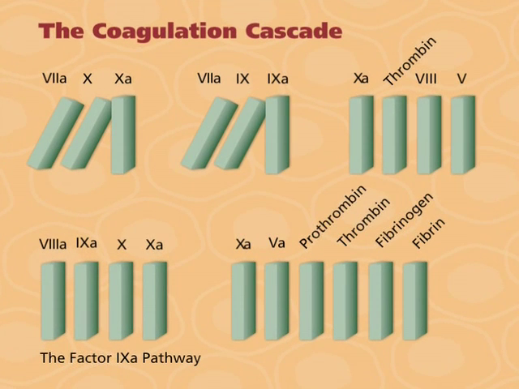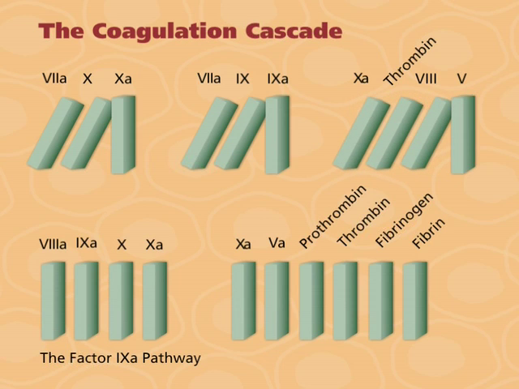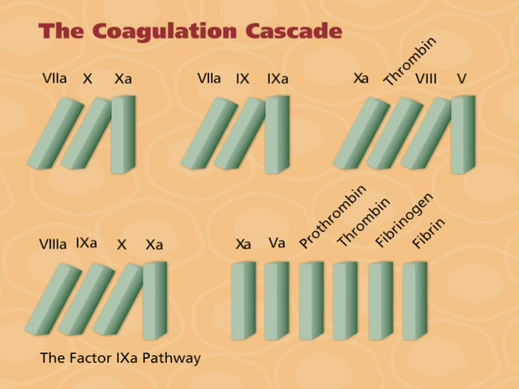At this point, the amount of factor Xa produced is insufficient to sustain coagulation. Further factor Xa, to allow hemostasis to progress to completion, can now only be generated by the factor IXa pathway. By this stage, though, enough thrombin has been generated by the factor Xa to activate factors VIII and V, which both act as potent catalysts. Factor VIIIa increases the capacity of factor IXa to activate factor X to Xa many thousand times.